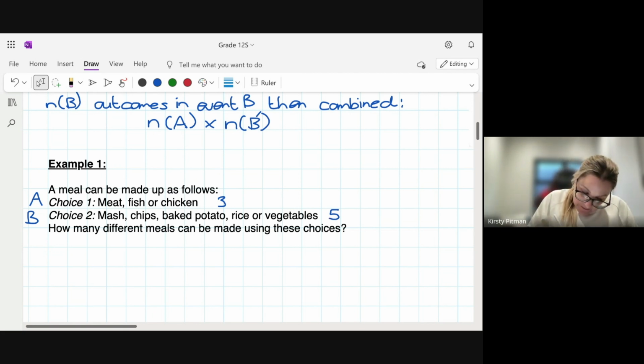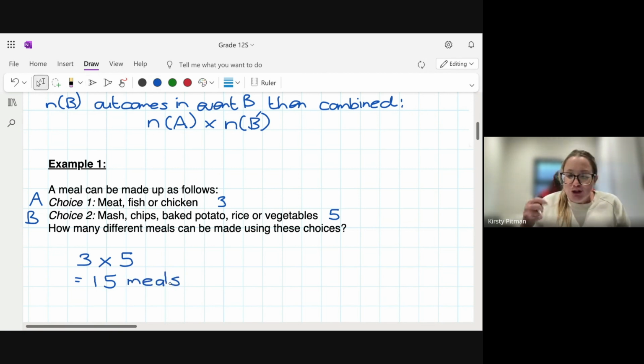So how many different meals can be made up using these choices? We're going to say n of A, so the number of A, which is 3, times n of B, so the number of B, which is 5, which means we get 15 meals.